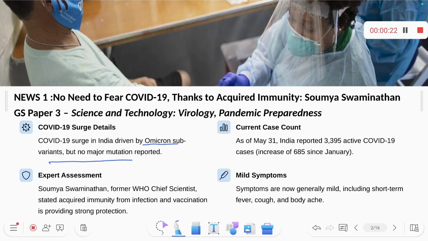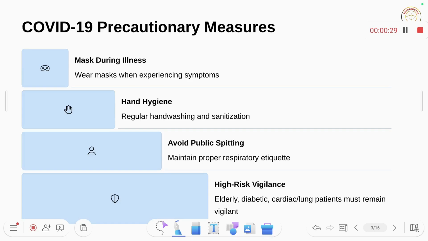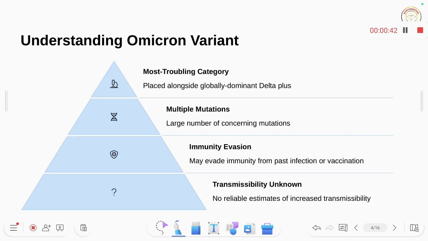Current case count: as of May 31, India reported 3,395 active COVID-19 cases. May increase. COVID-19 precautionary measures are: wear a mask during illness, maintain hand hygiene, avoid public spitting, and high-risk vigilance should be maintained.